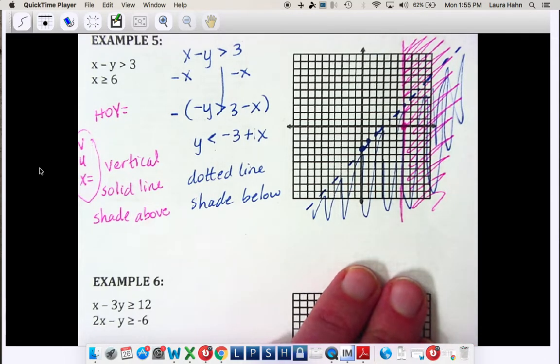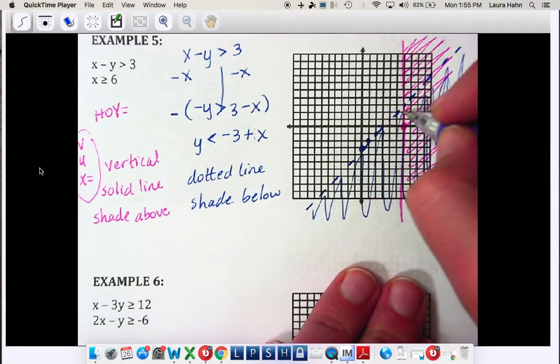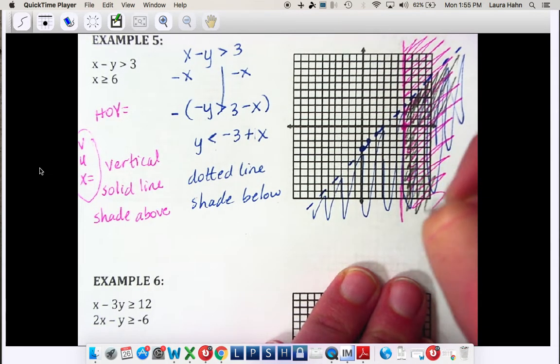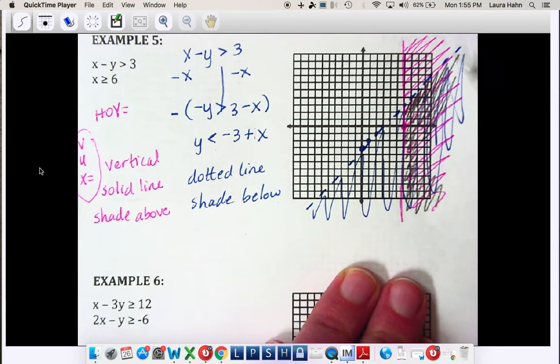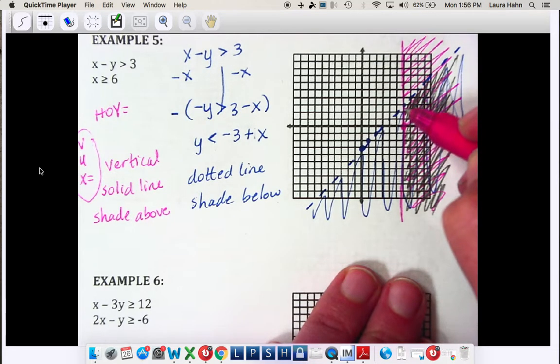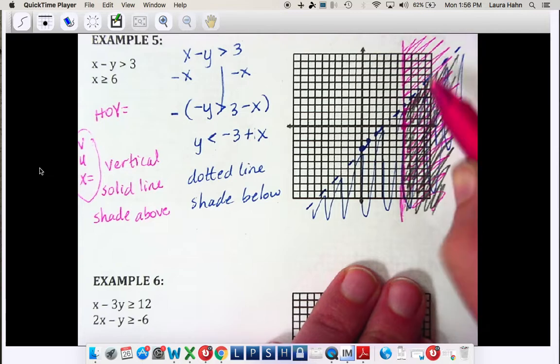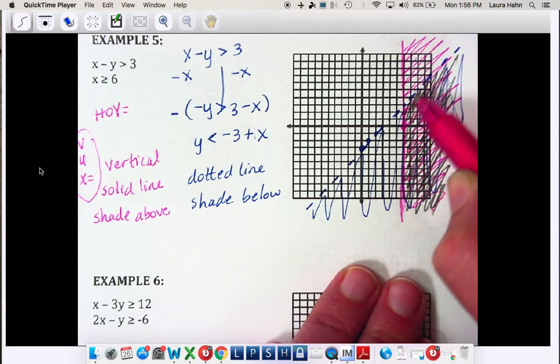So now I'm going to take my pencil, and where the pink and the blue overlap, I'm going to darken. So that darkened area represents all of my solutions. So these are all solutions. Okay, let's talk about the outer areas right here along this pink line. Since it's a solid line, it is good to go. Along this blue dotted line, because it's dotted, those are not solutions.